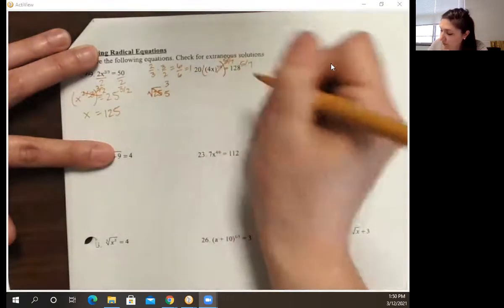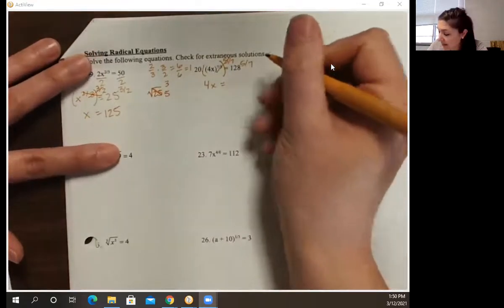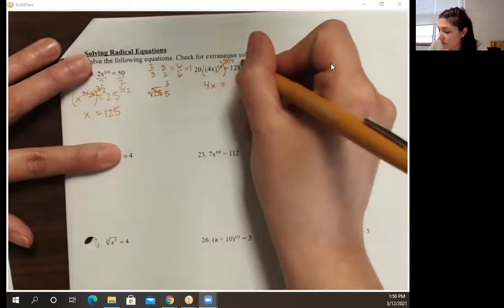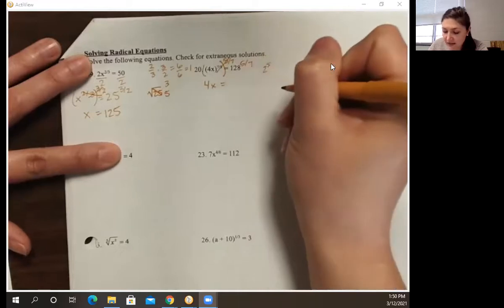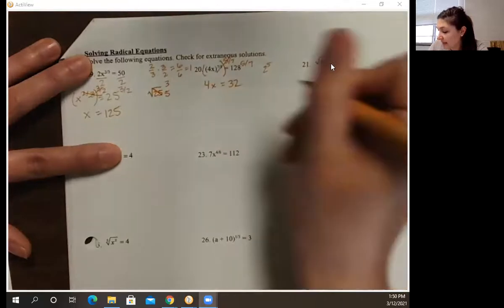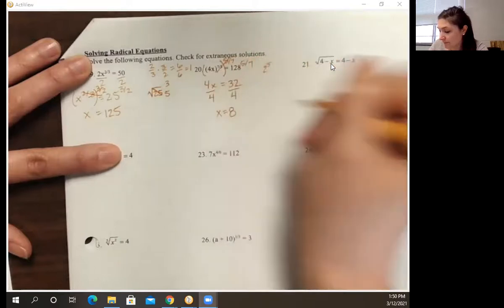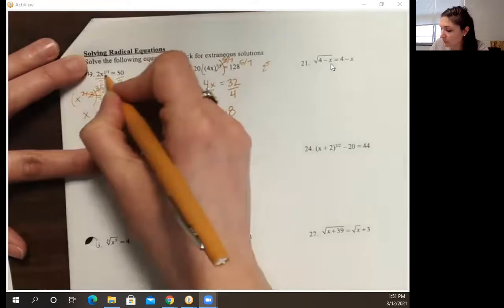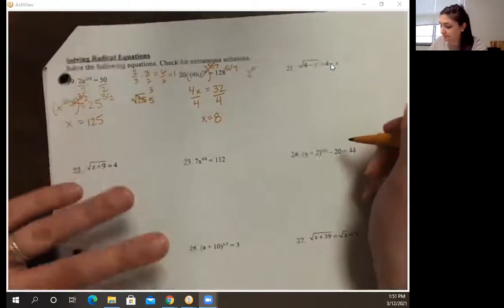So my exponents would reduce each other here, and I've got 4x. And then 128 to the 5/7 power. So that would be the 7th root of 128 to the 5th power. The 7th root of 128 is 2, and 2 to the 5th is 32. Now I'm going to divide both sides by 4, and I get x to be 8. Don't forget to check your work either using a graph of both sides and look where they intersect, or by taking your value and plugging it back in for x.